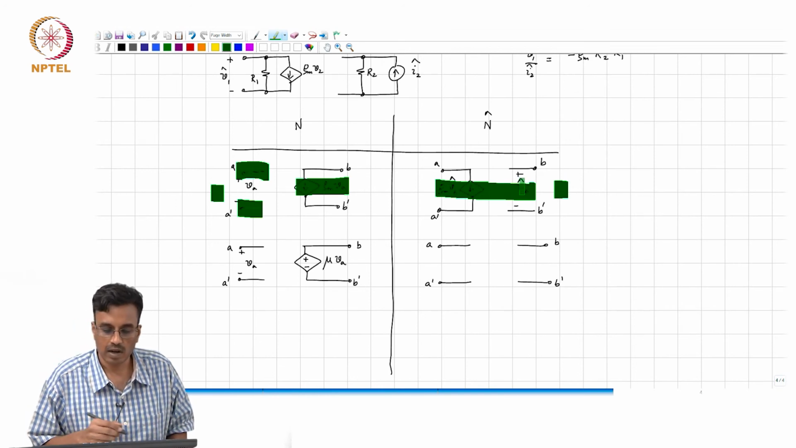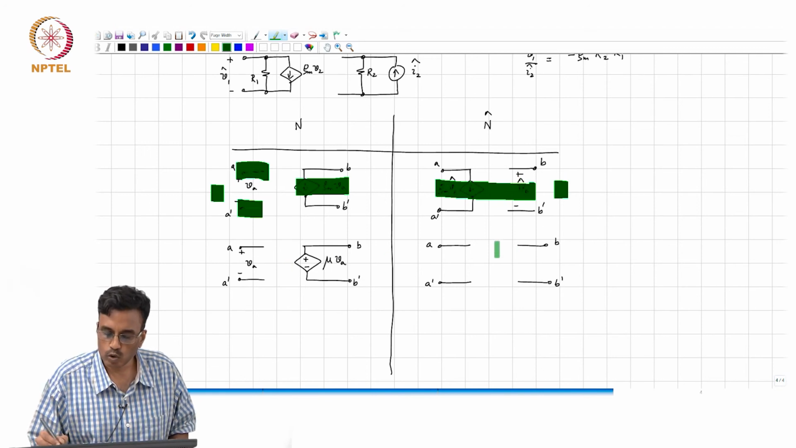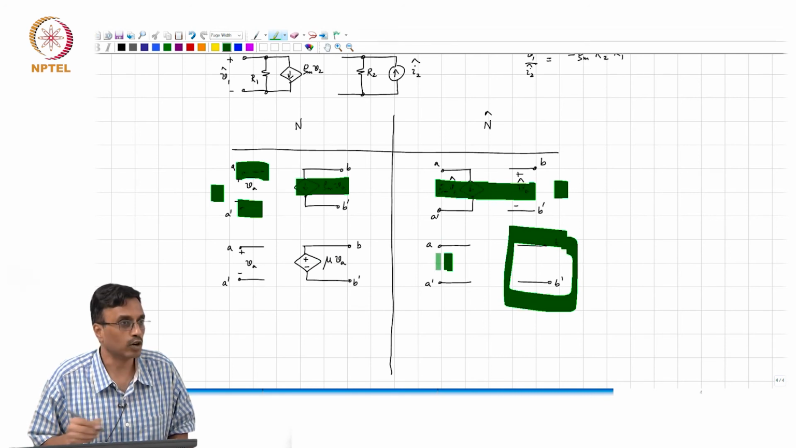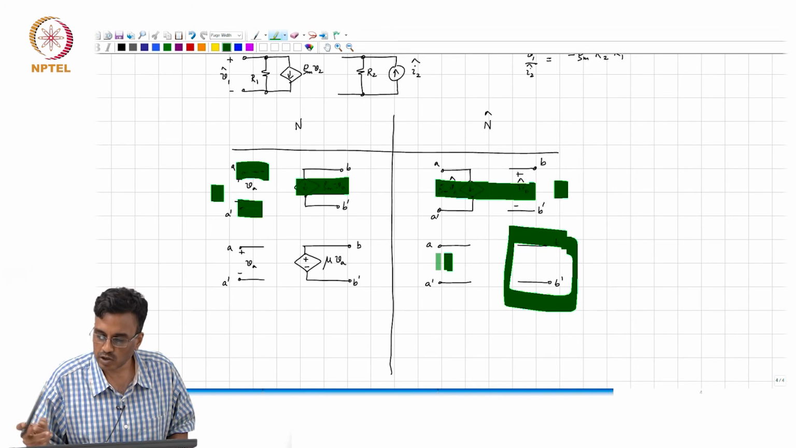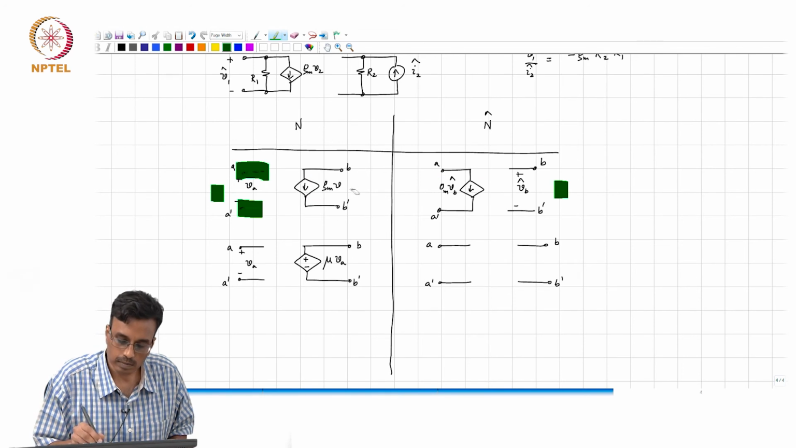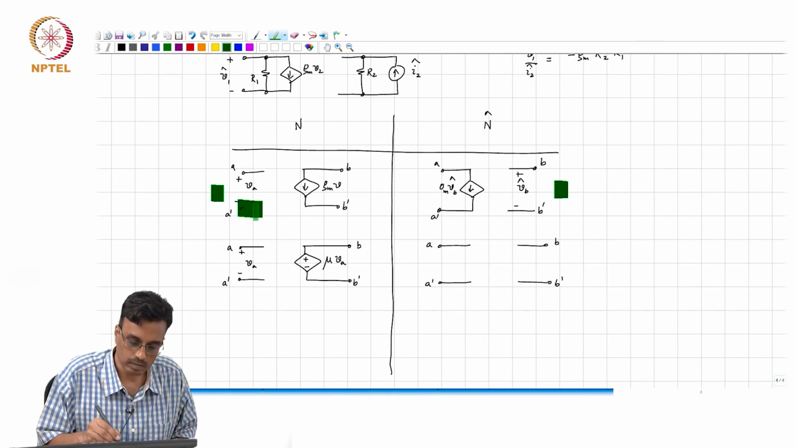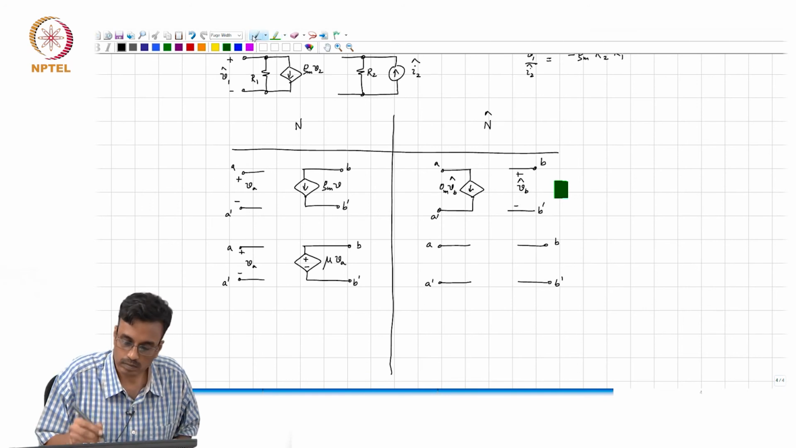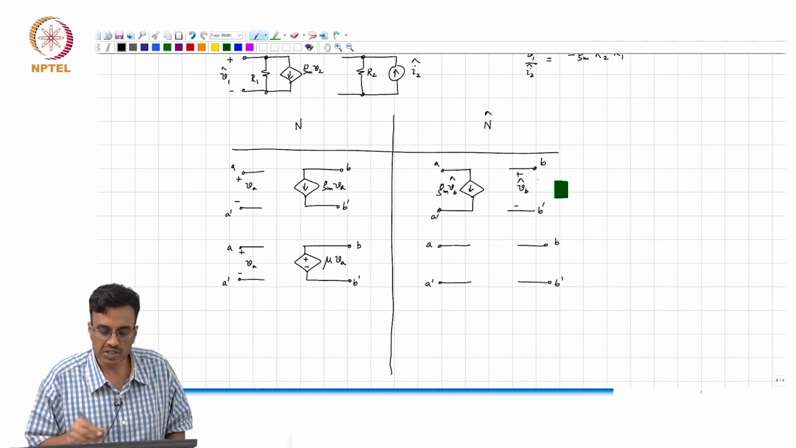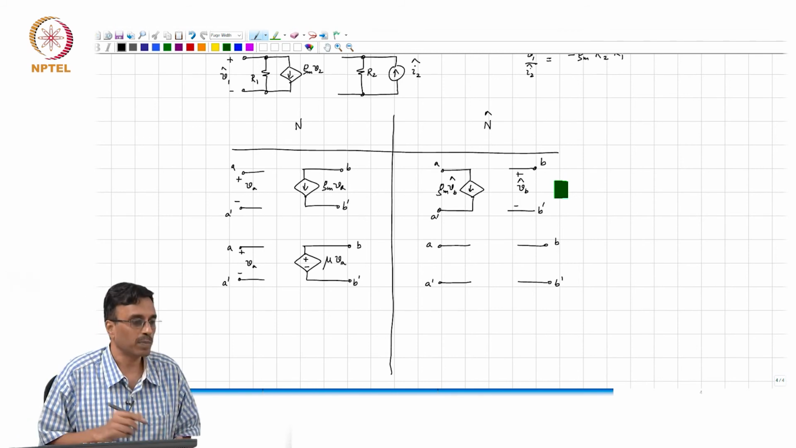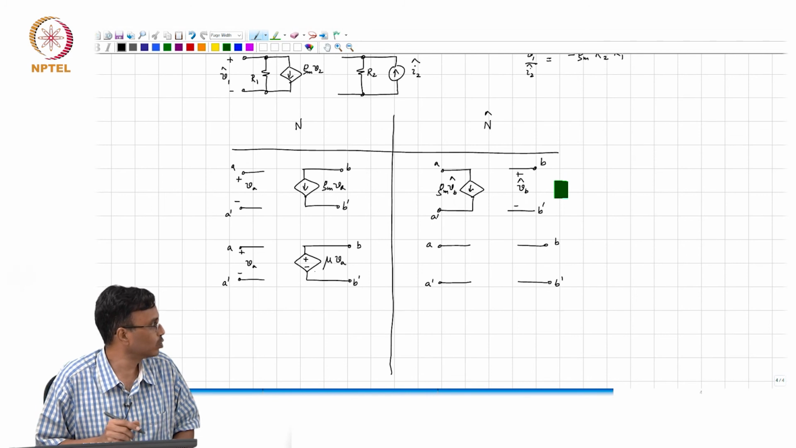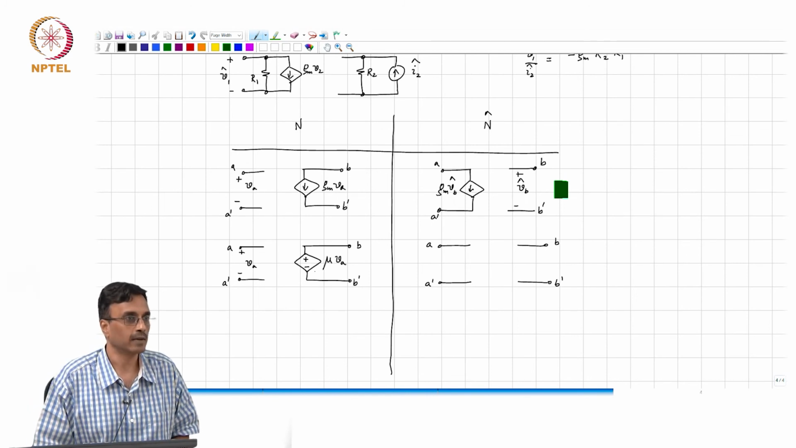All right, now we know two things. One is we know that this is now the controlling port and this is the controlled port. We also would like to make sure that when mu is set to 0, the port impedances are the same in both directions, in both cases. So, when mu is set to 0, what happens to VA? Is it an open circuit or a short circuit?